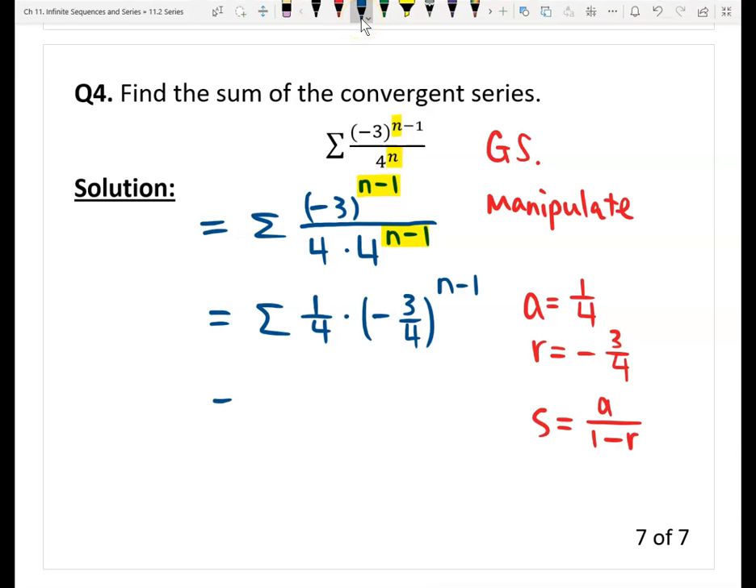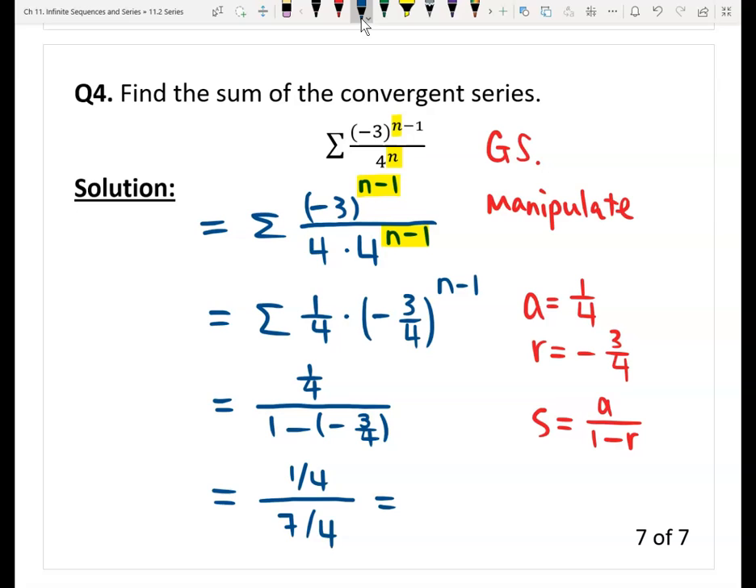We will get that the sum is 1/4, which is A, right? 1 minus R is 1 minus negative 3/4. Don't miss this negative. Of course, we do the calculation. See, what do we have? Let me write it this way. The bottom is 1 plus 3 over 4, which is 7 over 4. We cancel 4. What do we get? We get 1 out of 7. See, that's the answer for this question.